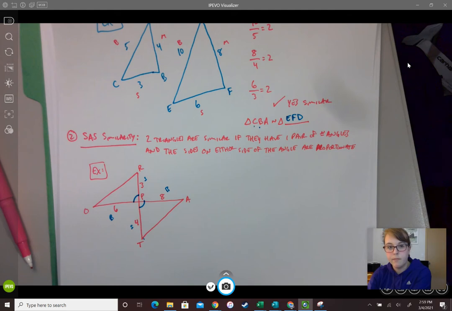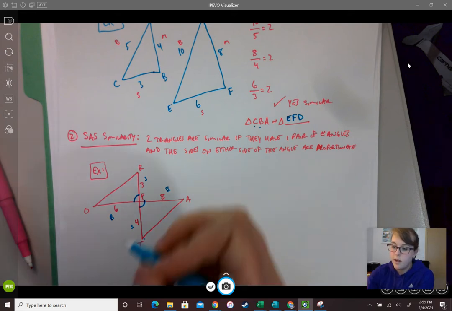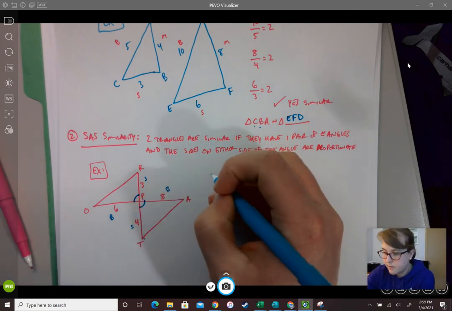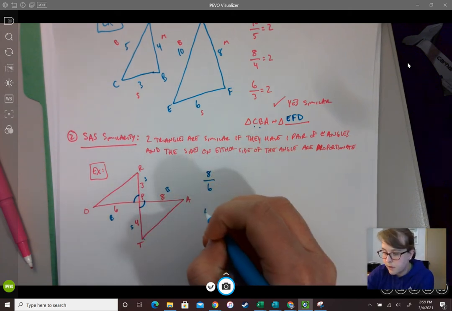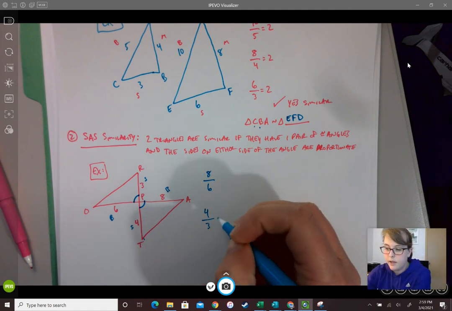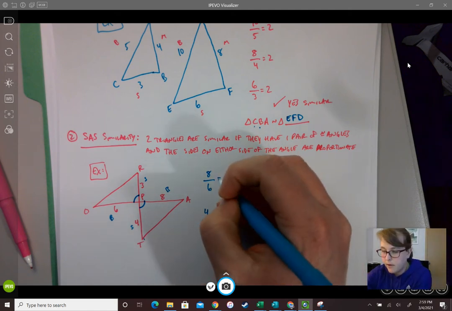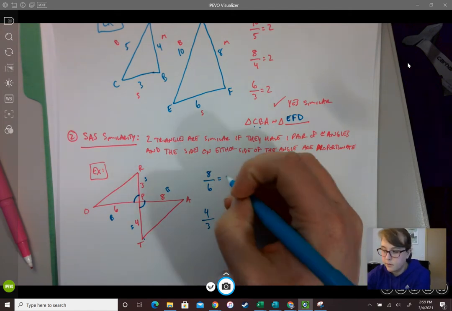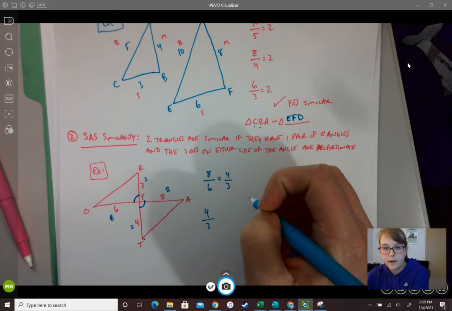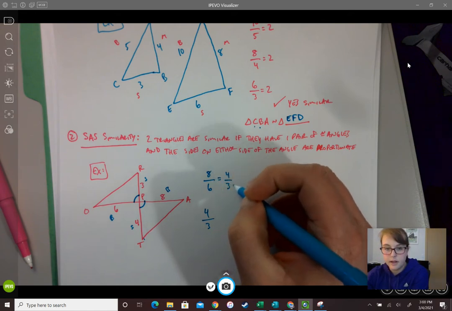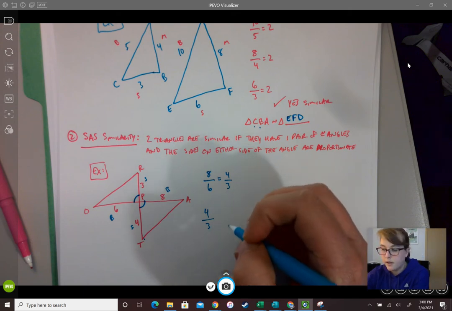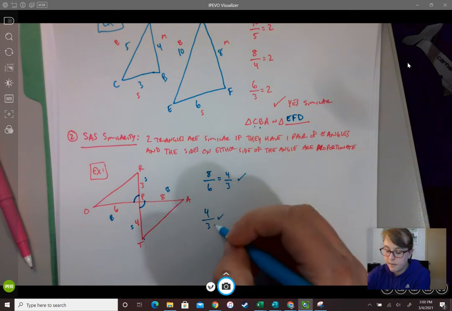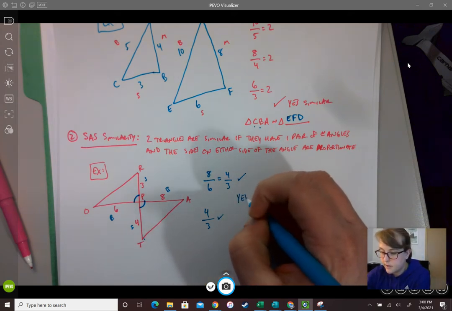So now what I want to do is the same thing that we did with SSS similarity. Now I have to check my proportions. So I'm going to put 8 over 6, big side over big side, and then 4 over 3, small side over small side. And we want to check and make sure that these are the same. If I reduce the fraction on 8 over 6, we do get 4 over 3. If you're not 100% sure, try dividing the numbers and see what you get as a decimal and see if it's the same decimal that you get when you divide these numbers. If so, like in this case, these are the same. So we would say, yes, they are similar.